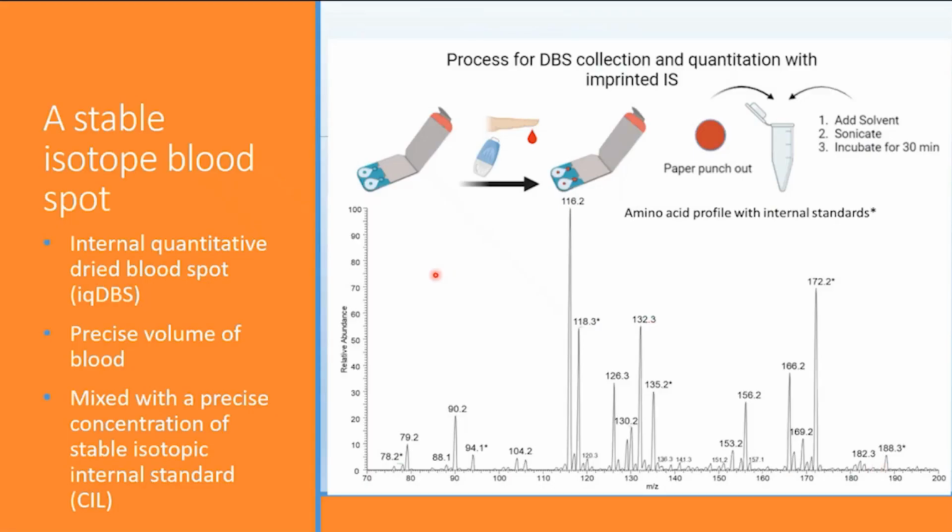An example of this would show an amino acid profile of both the target analytes as well as the respective internal standards that would be extracted at this time. And so you eliminate some of the error because you're not making internal standard anymore. All you're doing is adding a solvent to extract.